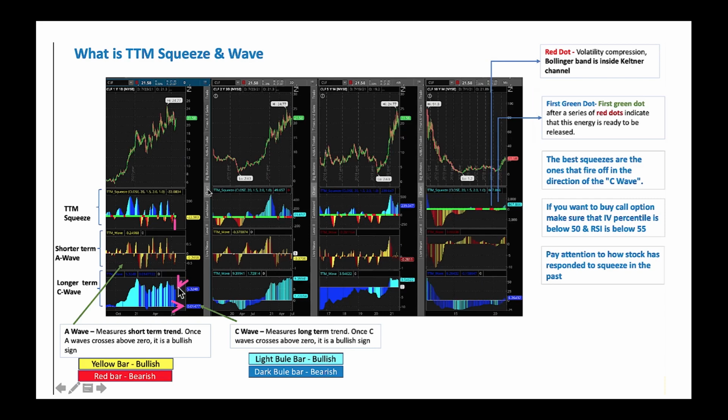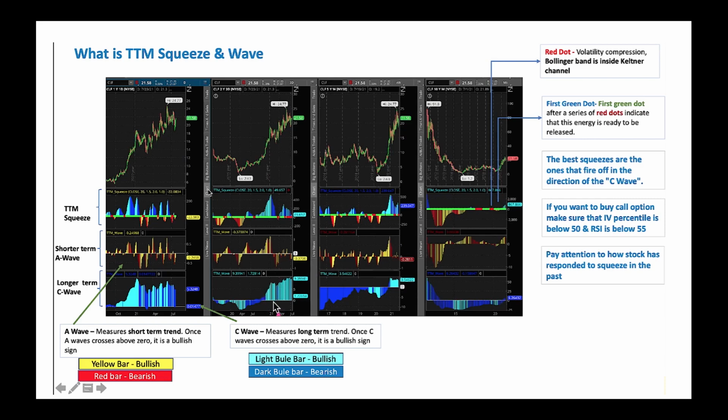C wave is above zero. That tells you stock can go higher. And look, stock has gone higher. That's the thought process here. You got to be watching for the red dots here. And look at the first green dot that tells you energy is ready to be released. And to understand the direction, you got to be looking at the C wave.